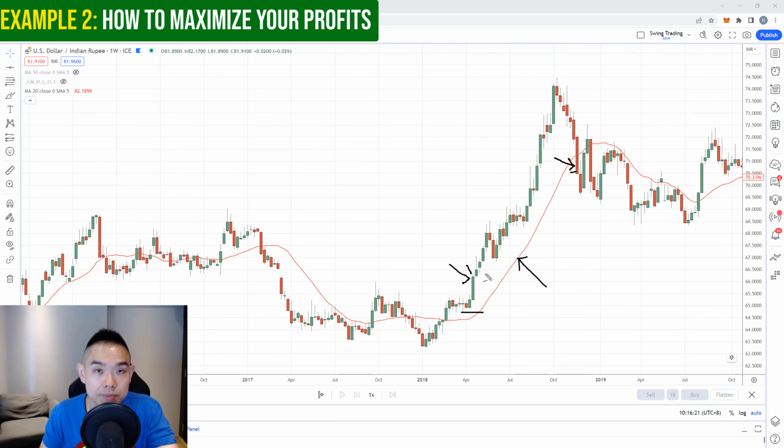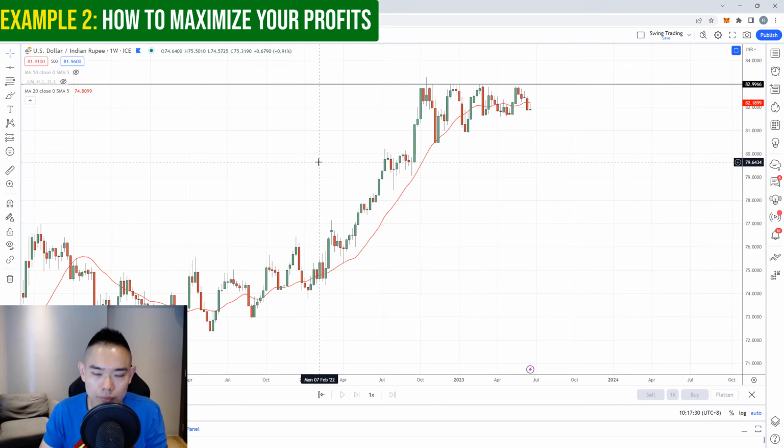So in other words, in this particular example, a cherry-picked example, as you can see, your entry is here, and your take profit is over here. So you actually did ride this short wave up higher. What if? What if? This is a bonus section.